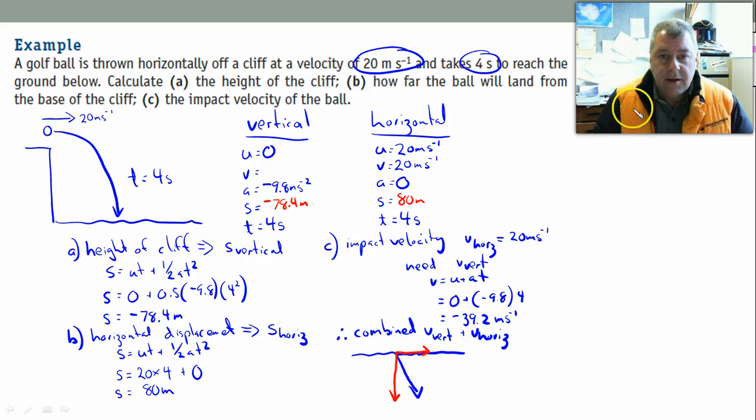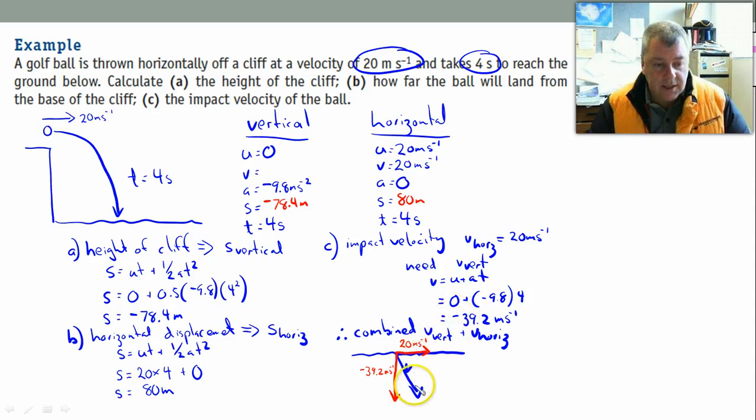So that would be what we would call V, whereas these guys are our horizontal. So what do we got? Where's our horizontal velocity? That's going to be 20 meters per second to the minus 1. And this one is the one we've just worked out there, which is minus 39.2 meters per second to the minus 1. So we need to combine those two together, recognizing that we can bring this one down to here and give ourselves a nice right angle triangle.